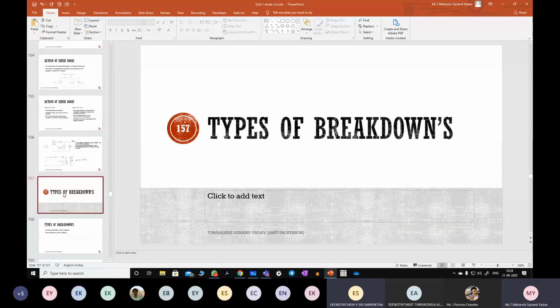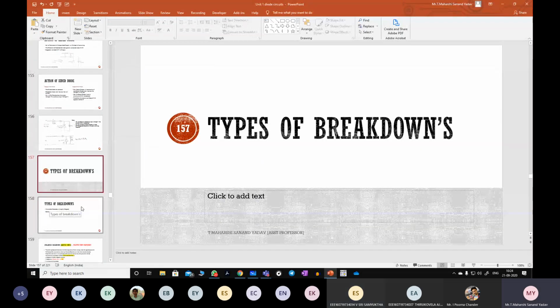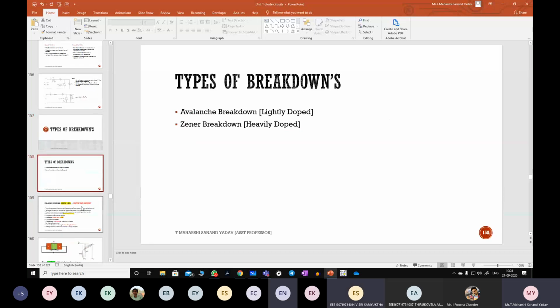Okay. And at greater than 6 volts, what will happen? And less than 6 volts, what will happen? I mean, which breakdown? Avalanche at greater than 6 volts. Zener at less than 6 volts. Okay, and can you tell me what is meant by heavily doped and lightly doped?